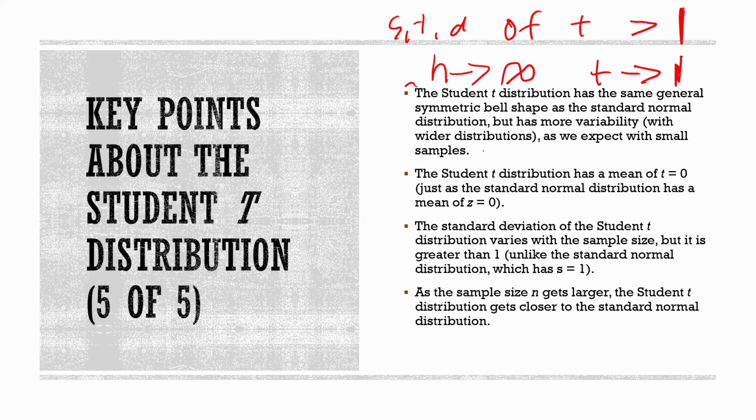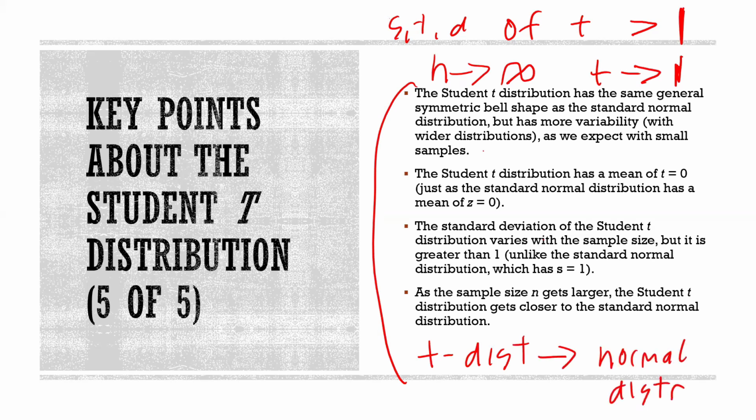And as n goes to infinity, your T distribution becomes more and more like the normal distribution. As n gets really large, the STD gets closer and closer to 1, but never quite reaches 1, because you never can quite have an infinite sample size. Well, because your population size is not going to be infinite either, right?